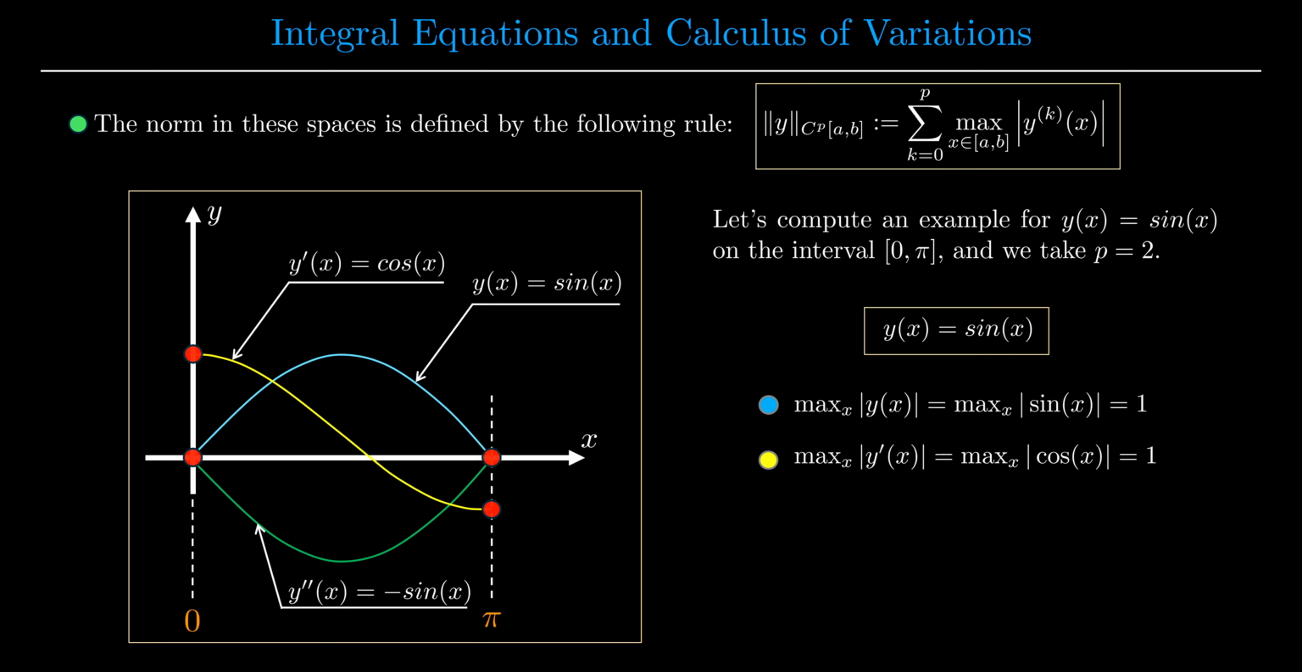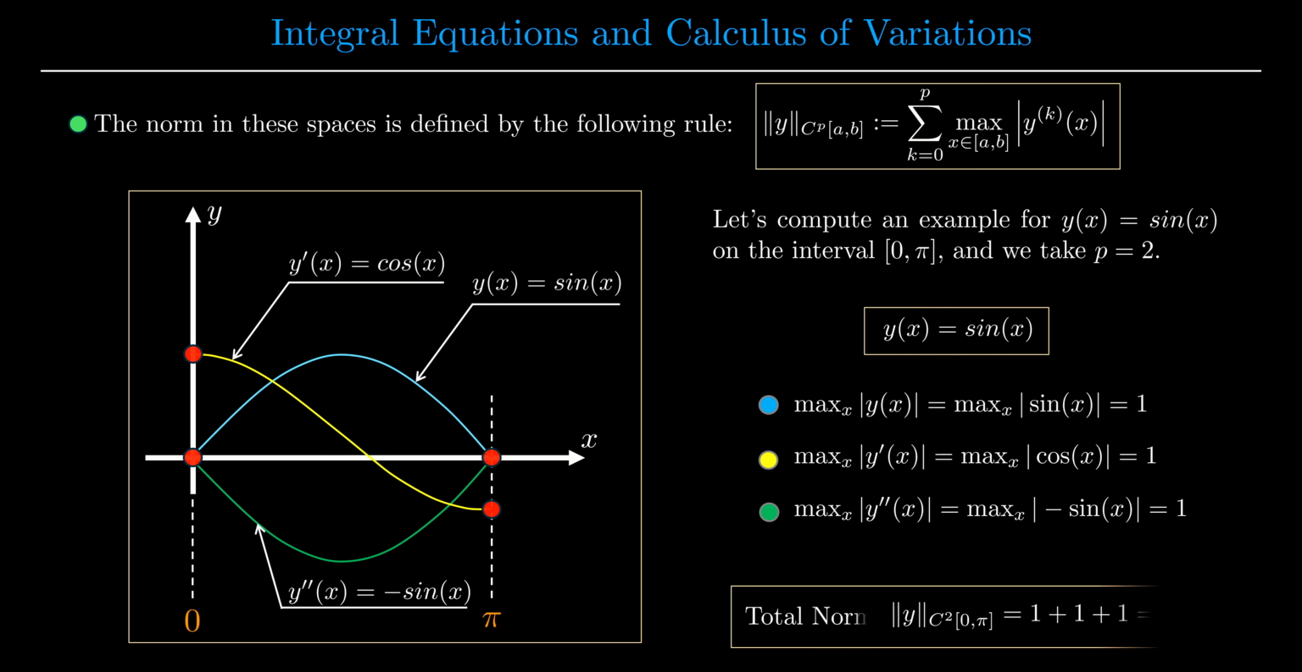Second, y prime of x equals cosine of x, and the maximum of the absolute value of cosine of x is also 1. Third, y double prime of x equals negative sine of x, and the maximum of the absolute value of negative sine of x is again 1. So the total is 1 plus 1 plus 1 equals 3. That means the C2 norm of sine of x on the interval 0 to pi equals 3.